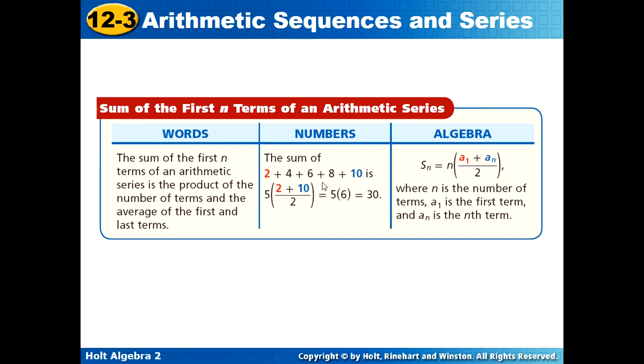So let's say I asked you to add up the arithmetic series 2 plus 4 plus 6 plus 8 plus 10. You can either put that into your calculator or you can just use the formula. How many terms do we have there? 5. That's why we put a 5 there. Then you add your first and your last term. So we're going to add 2 plus 10, and then divide that by 2. When we do that, we get 5 times 6, which is 30. So there's the formula. I'm going to ask you on your homework to evaluate an arithmetic series, and so you would just plug and chug into your formula here.